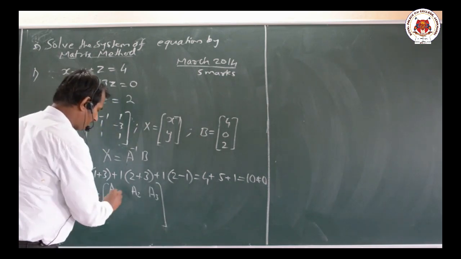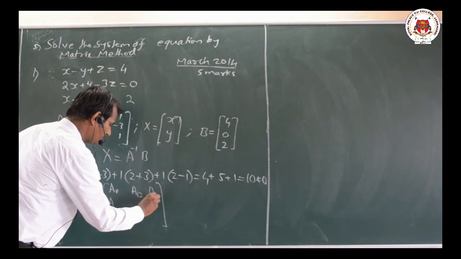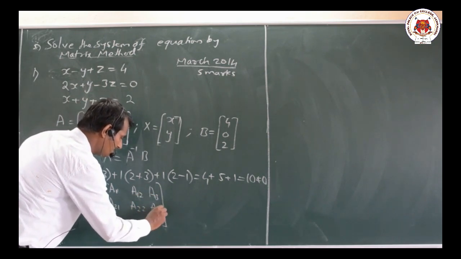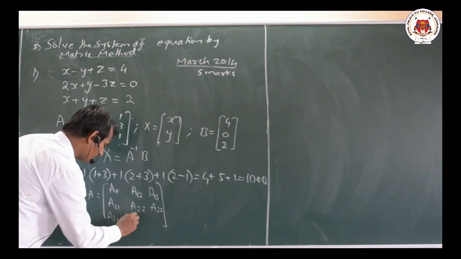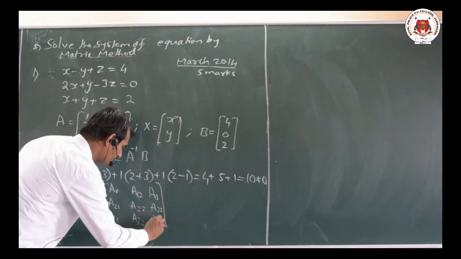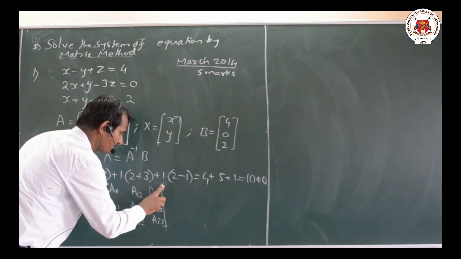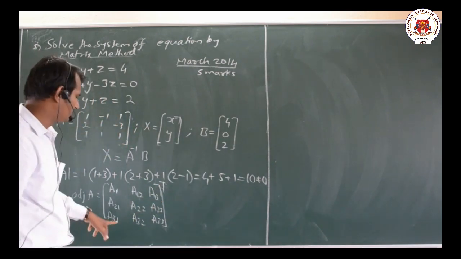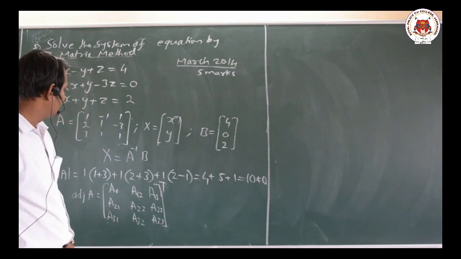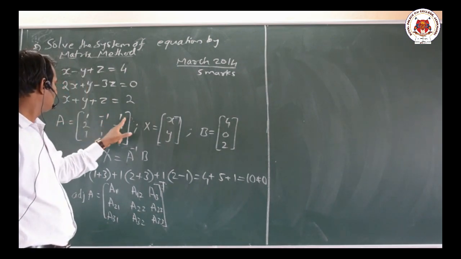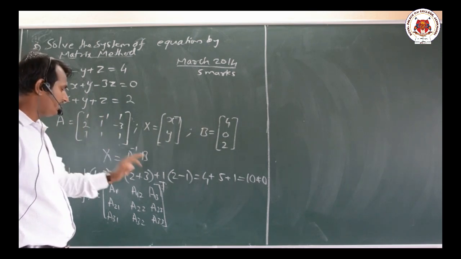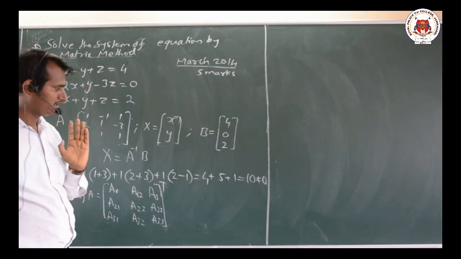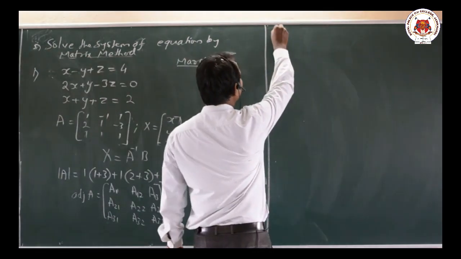Then A11, I will write in terms of A12, A13, A21, A22, A23, then A31, A32, A33 and its transpose. Dear friends, you need not write all these values. Directly you can take the adjoint of 1, minus 1, 1, 2, 1, minus 3 and directly write down the transpose of it. In the direct manner you can do it, nothing wrong in that. Okay, fine. Now first of all, the A11 value.